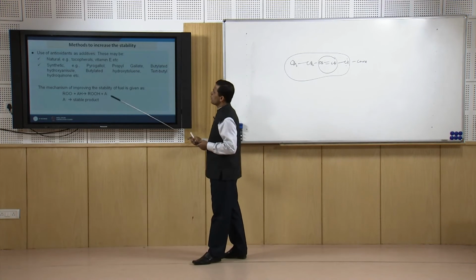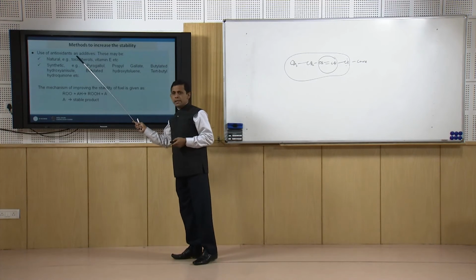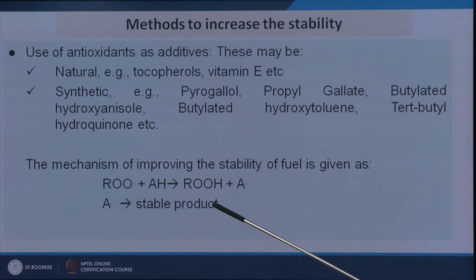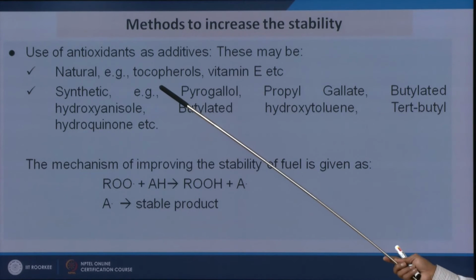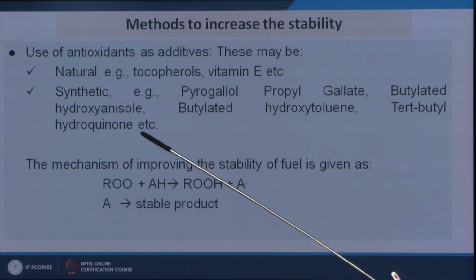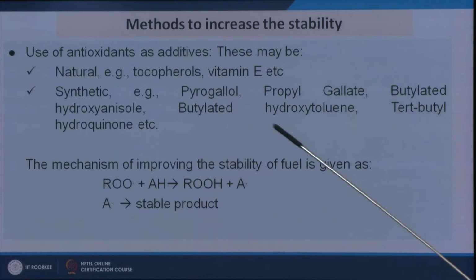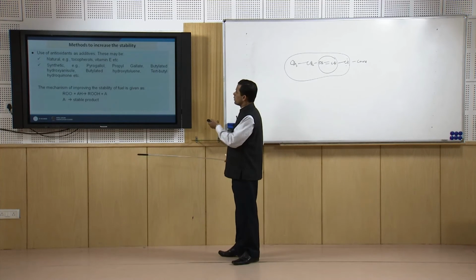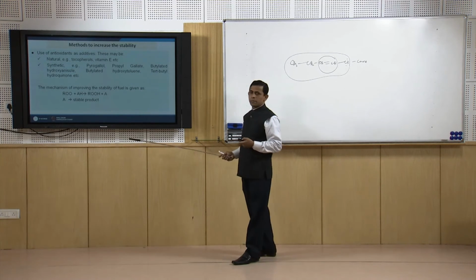Different types of antioxidants have been added as additives, both natural as well as synthetic products. Natural antioxidants are tocopherols, vitamin E, and synthetics, some examples, are pyrogallol, propyl gallate, butylated hydroxyanisole, butylated hydroxytoluene and tertiary butyl hydroquinone. So, these are some examples of the antioxidants used for maintaining the stability of the biodiesel.